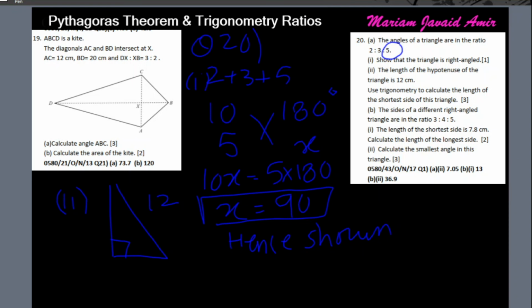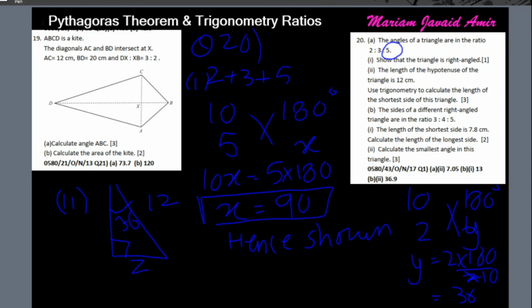So what's the smallest angle here? 10 ratio corresponds to 180 degrees, and 2 ratio corresponds to what? Let's find the value of y. That would be 2 times 180 divided by 10, which will be 36. So if this angle is 36, the question is asking for this side.